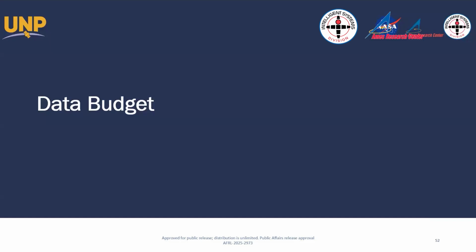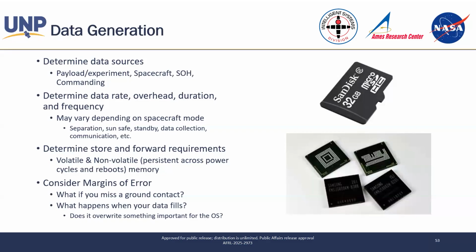All right, we'll go over the data budget briefly. When you're coming up with your data budget, you're trying to understand what data you're generating on board. You're up there to do something, and you need to understand what you're doing. So you want to understand your data sources and your data rates, so how often are you generating this data? And you want to determine where you're storing it. And you've got to think of your margins of error and so on.